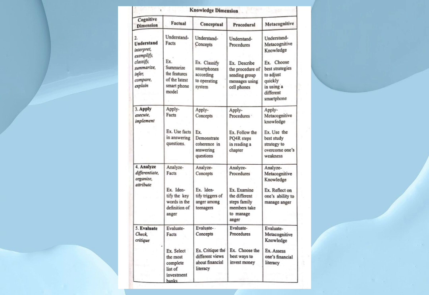Cognitive dimensions: understand, interpret, exemplify, classify, summarize, infer, compare, explain. Factual: understand facts, example, summarize the features of the latest smartphone model. Conceptual: understand concepts, example, classify smartphones according to operating system. Procedural: understand procedures, example, describe the procedure of sending group message using cell phones. Metacognitive: understand metacognitive knowledge, example, choose best strategies to adjust quickly in using a different smartphone.